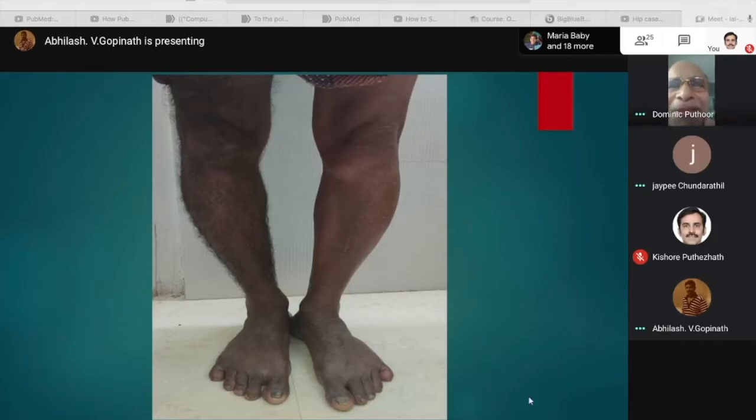It's okay, but I was rather confident. That is why I proceeded with the surgery also. Anyway, to me it looks like a very cystic, tense cystic swelling.